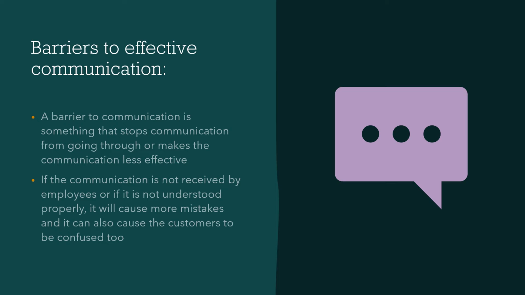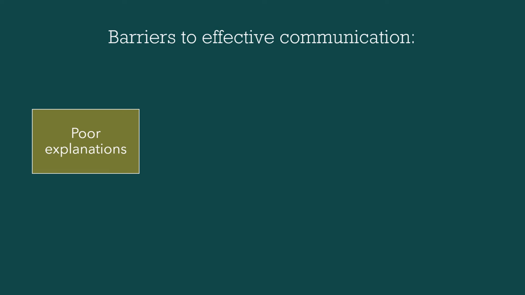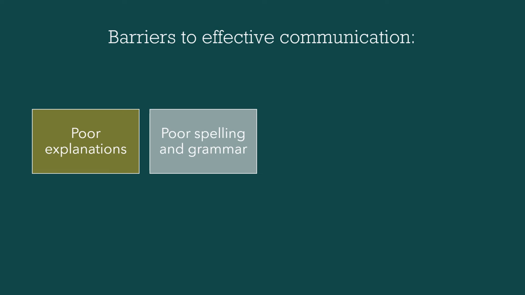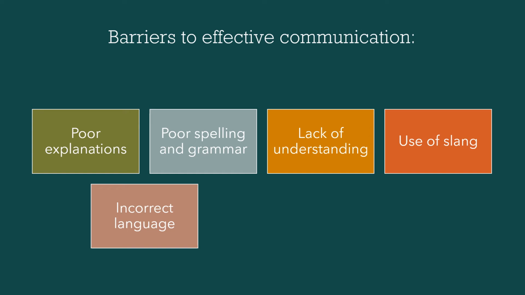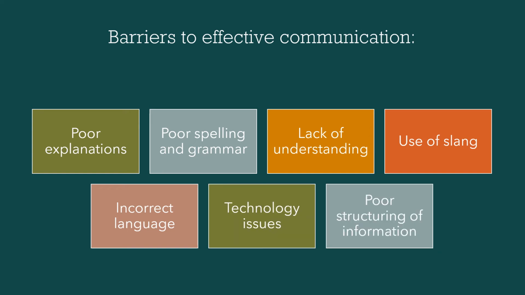What are the barriers to effective communication? A barrier to communication is something that's stopping the communication from going through or makes the communication less effective. If the communication is not received by employees or if it's not understood properly, it will cause more mistakes, and it can also cause the customers to be confused as well. The barriers to effective communication would be poor explanations, poor spelling and grammar, a lack of understanding, use of slang, incorrect language, technology issues, and poor structuring of information.